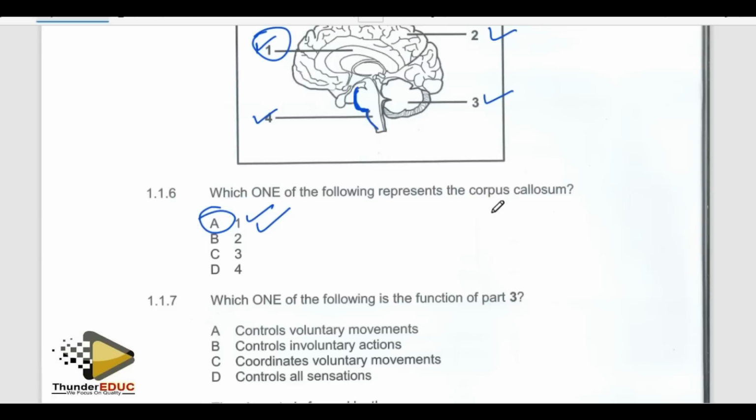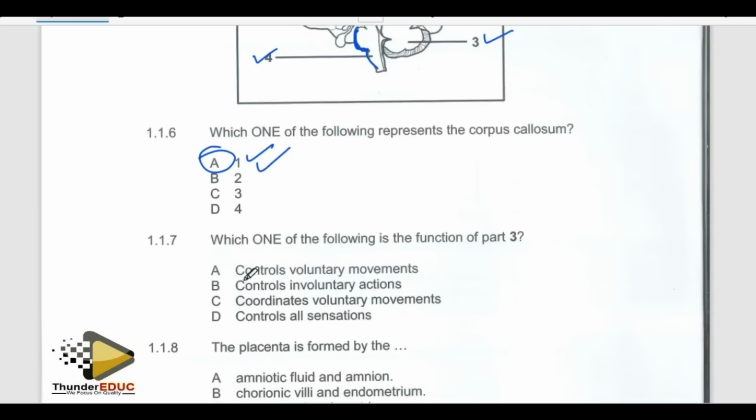Yes. All right, let's go to the objectives. They said control voluntary movement. No. Doesn't control. You see, they always give you a confusing answer as A. So make sure that you don't rush when you're answering such questions. So it coordinates voluntary movement. So the answer becomes C. So that is the most correct answer.